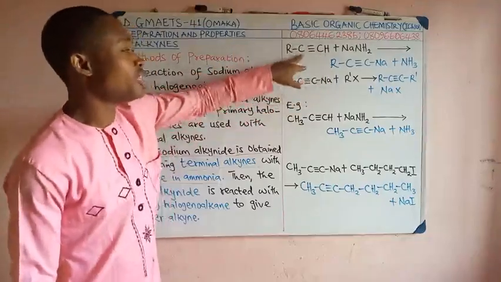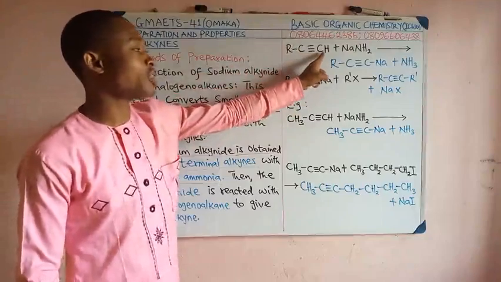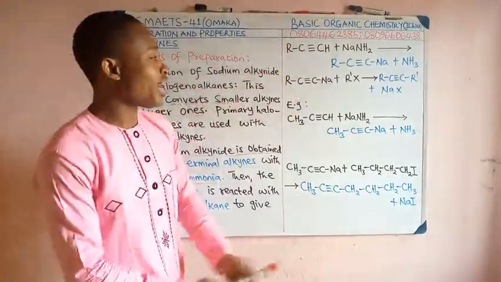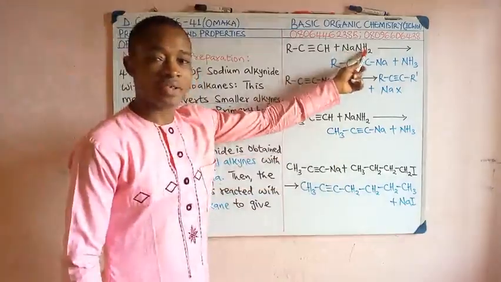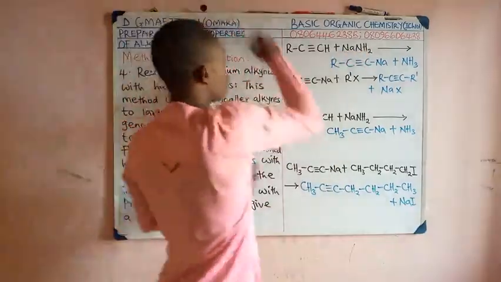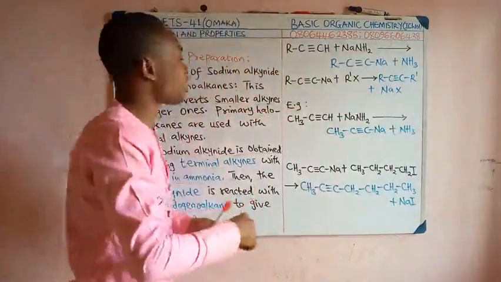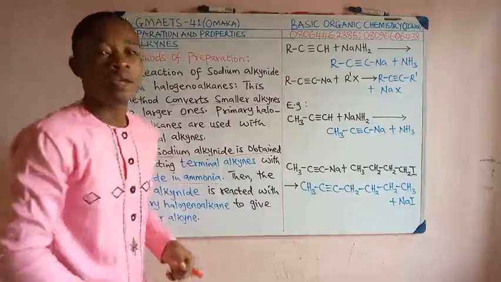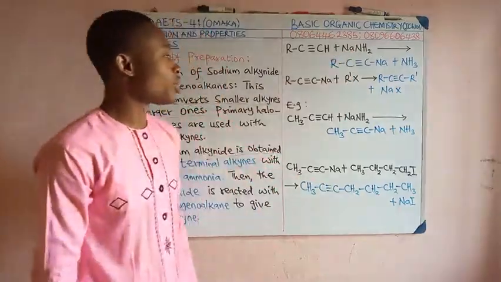Look at this. This is the terminal alkyne. You can see that the triple bond is in carbon number 1. Then if you react it with sodamide in ammonia, we just choose to put ammonia here, although it's not absolutely compulsory. So if it's reacted with sodamide in ammonia, what's going to happen?